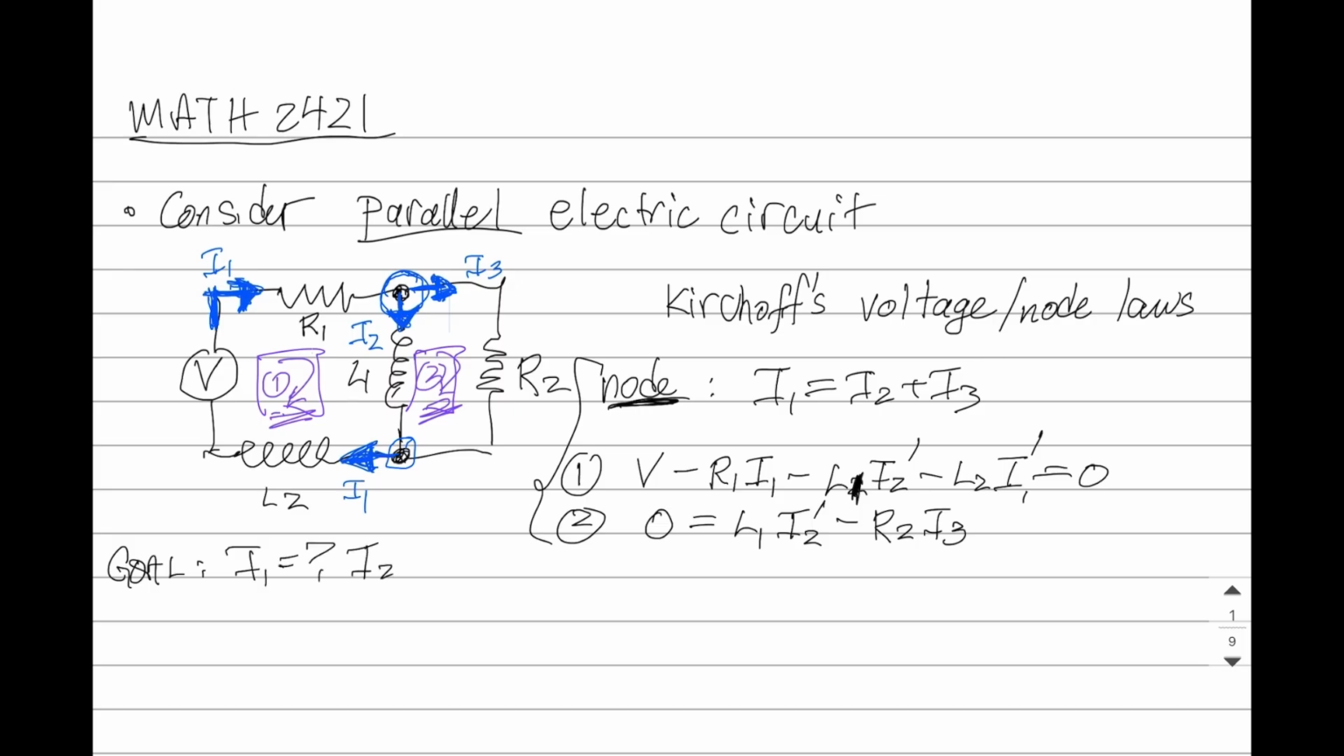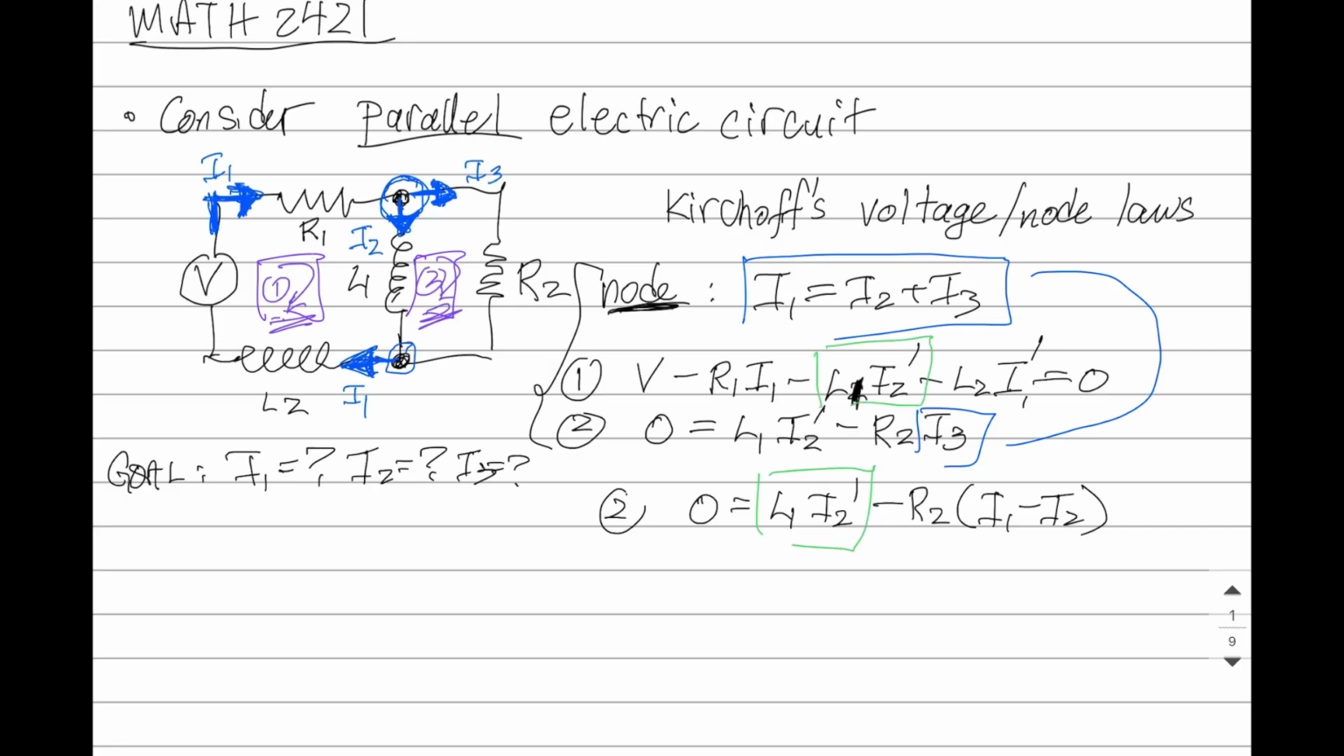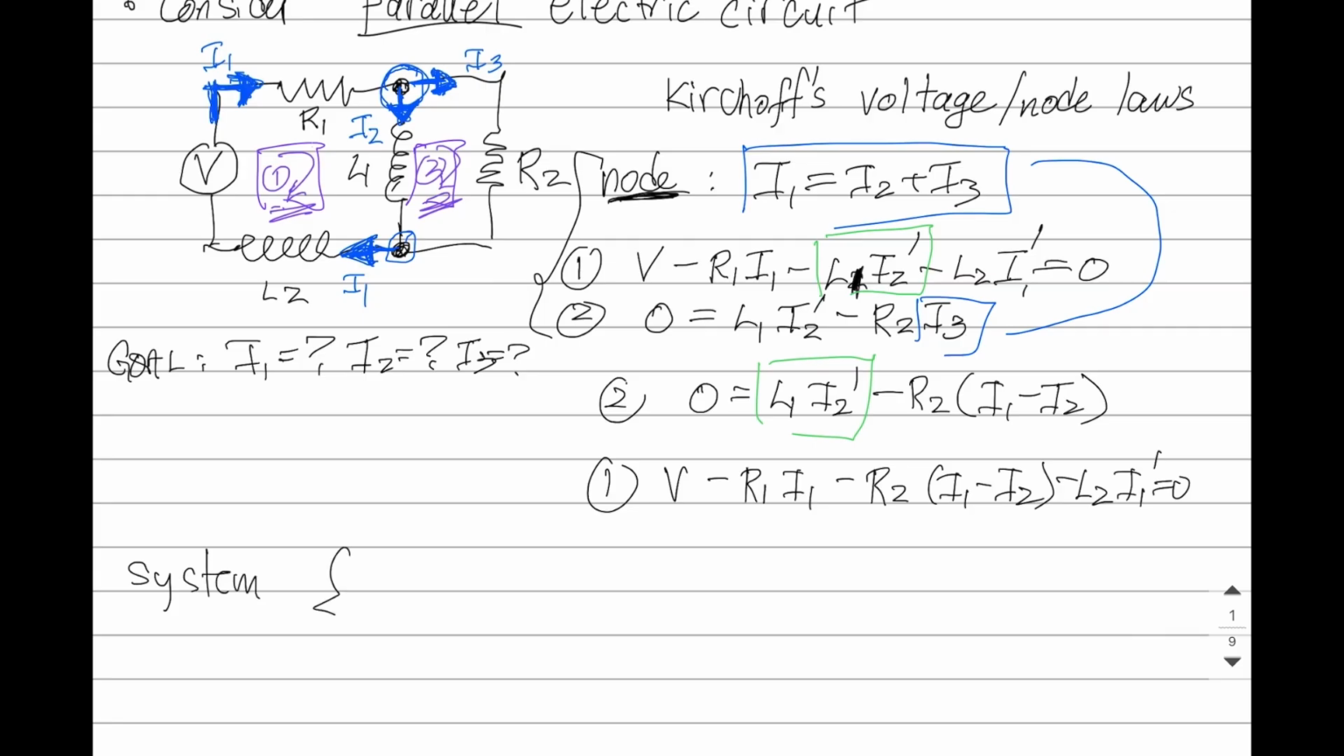What we're going to be able to do is rewrite this. So for example, from the node equation, I can replace this thing here. So this second equation would become 0 is L1 I2 prime minus R2 times (I1 minus I2). In the first equation, I've got this L1 I2 prime and I've got this L1 I2 prime. So the first equation can also be rewritten V minus R1 I1 subtract negative R2 (I1 minus I2) minus L2 I1 prime is 0. We're going to have a system of two equations here.